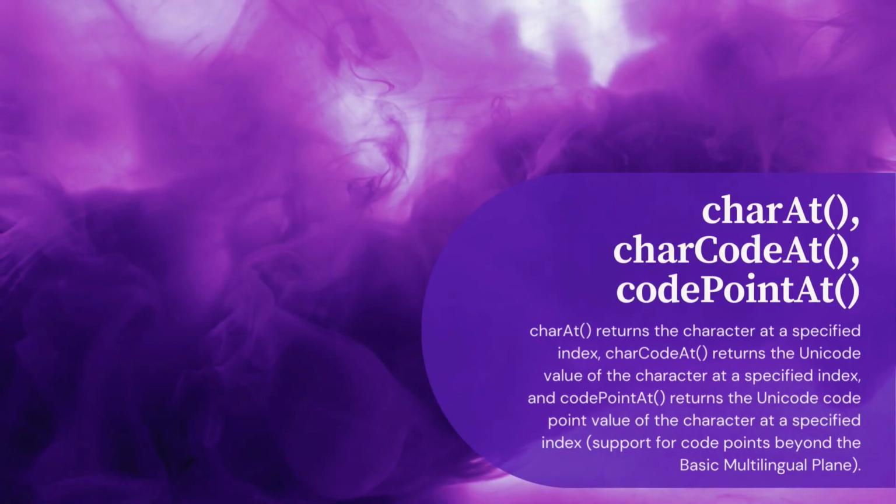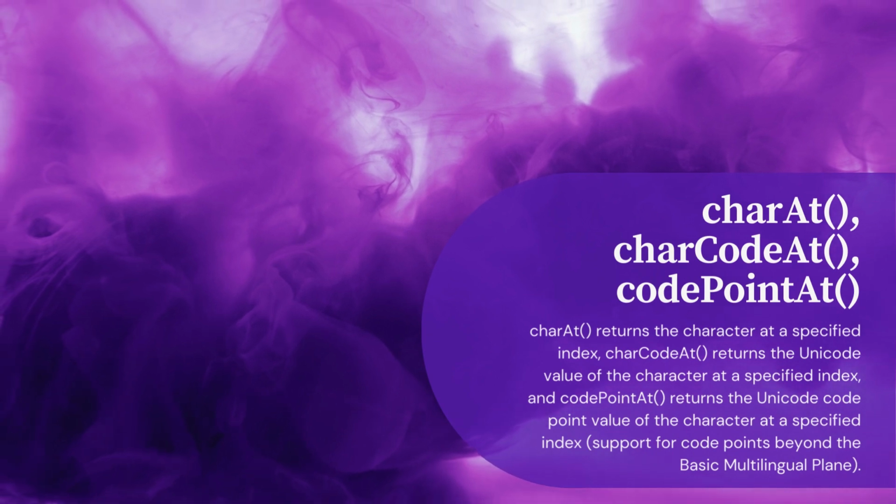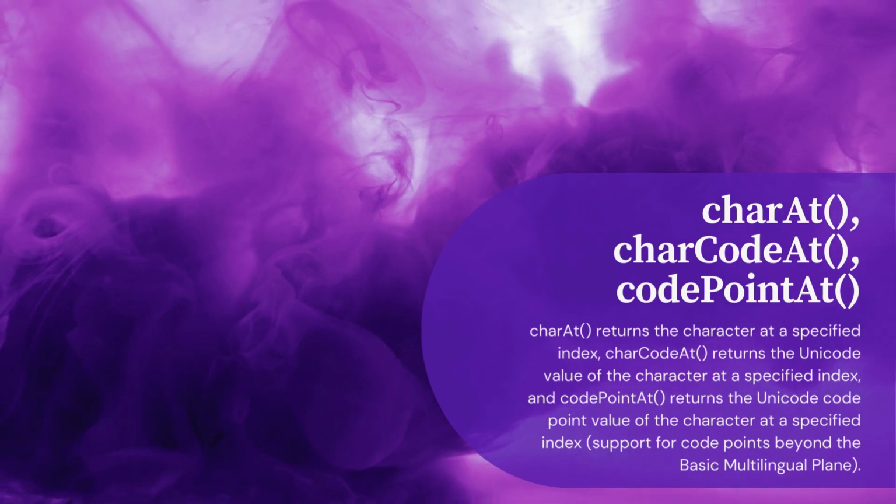charAt, charCodeAt, codePointAt. charAt returns the character at a specified index. charCodeAt returns the Unicode value of the character at a specified index, and codePointAt returns the Unicode code point value of the character at a specified index. Support for code points beyond the basic multilingual plane.